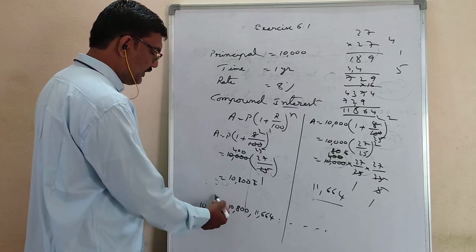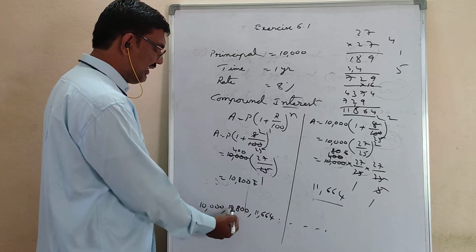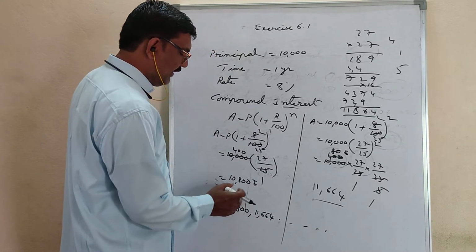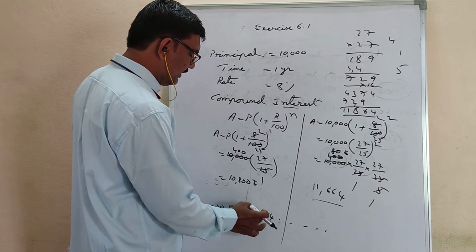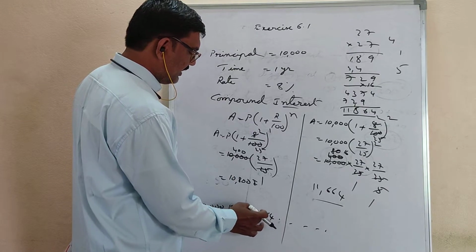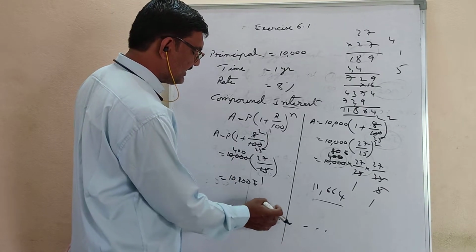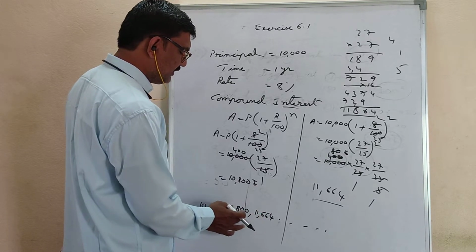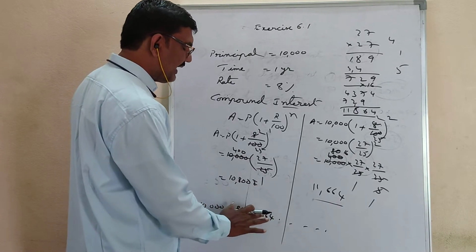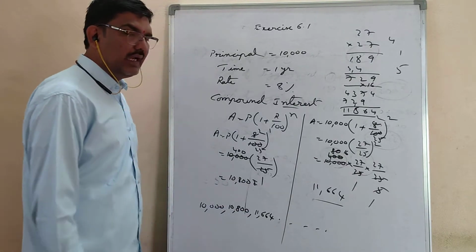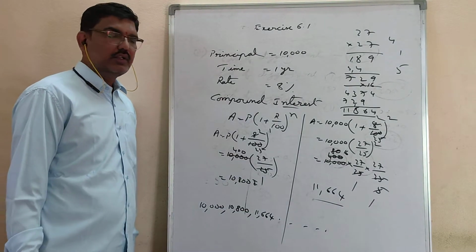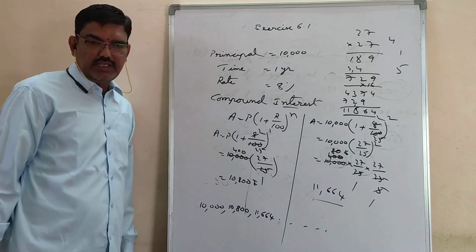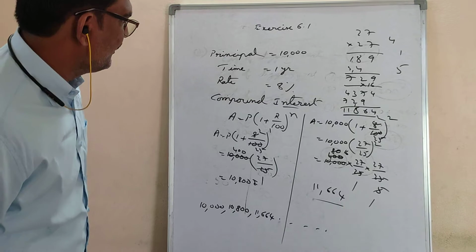A2 minus A1, if you do it, you clearly get 800. So if you add this 800, you get 11,600 only, but 64 is extra. Means if you subtract A2 from A3, A3 minus A2, you won't get 800. How much are you getting? 864. So it is not forming an AP.